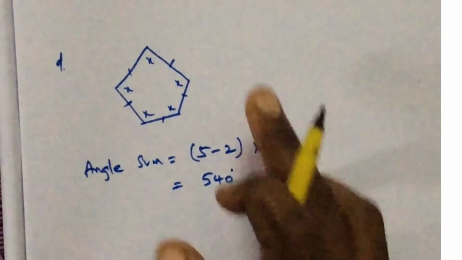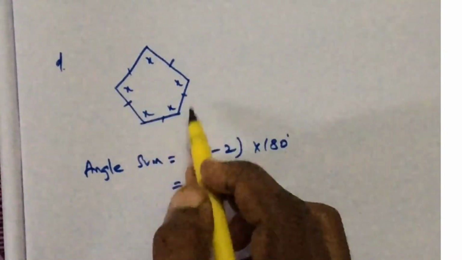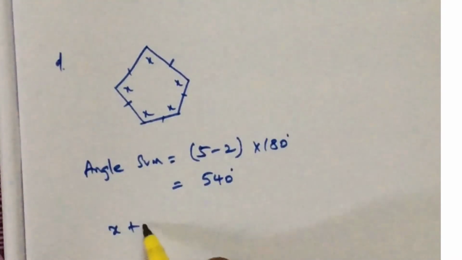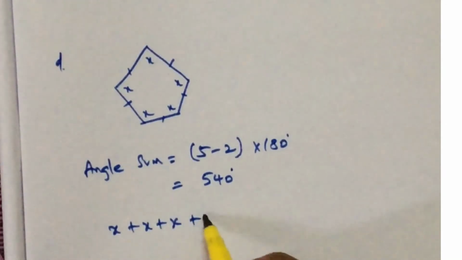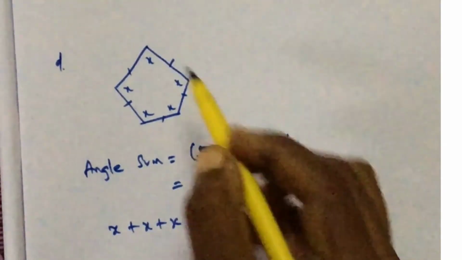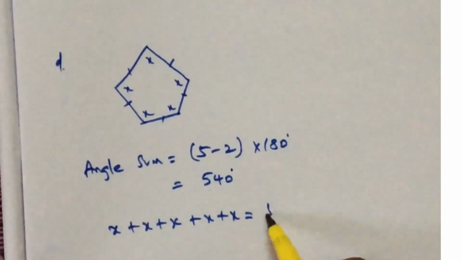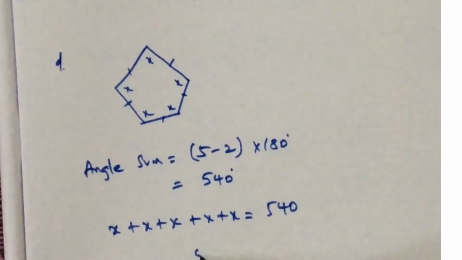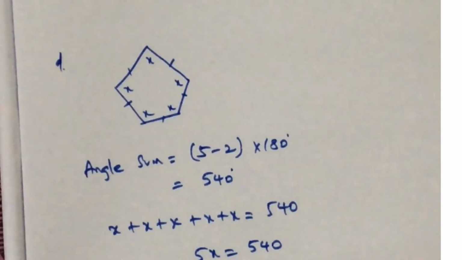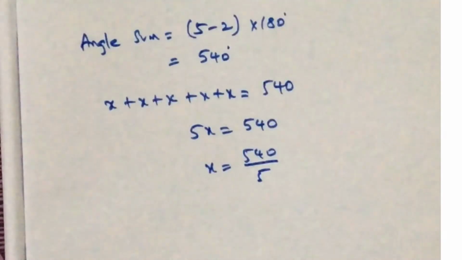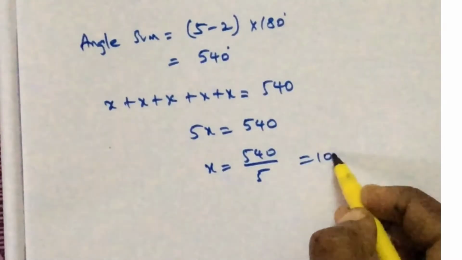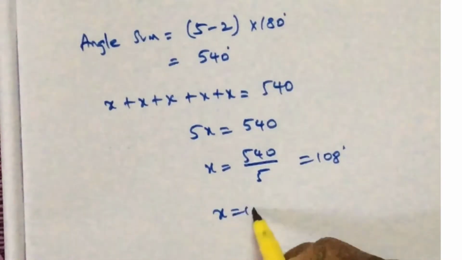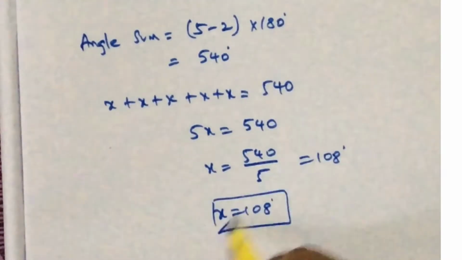So in this figure, if you add all the angles together, which is x plus x plus x plus x plus x, it should give 540. So 5x equals 540. What is x? 540 divided by 5 is equal to 108. So x equals 108.